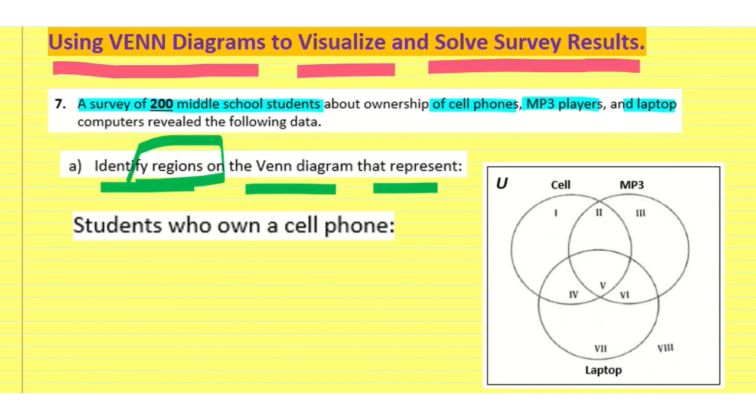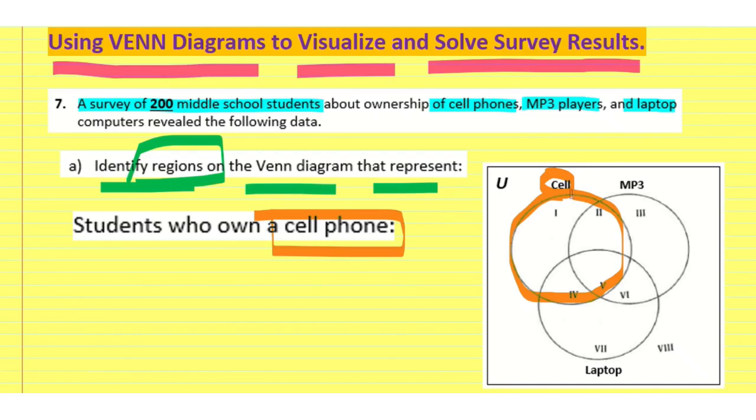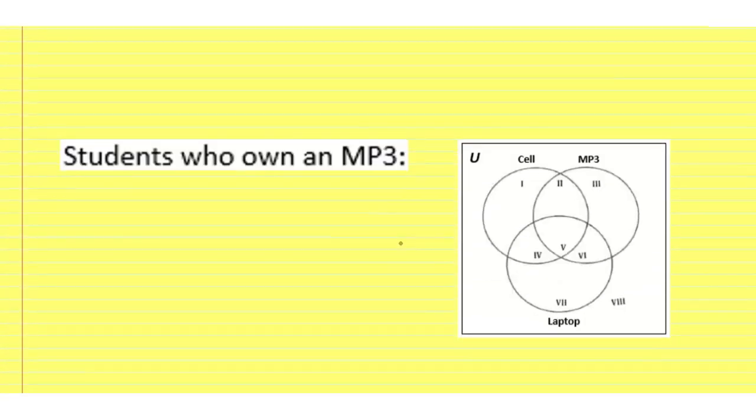So the first thing they want to know is students who own a cell phone. So we're going to go over here and look at the cell phone circle. Well, this entire circle contains all the regions that represent the cell phone ownership. And we are going to put 1, 2, 4, and 5. 1, 2, 4, and 5 are all the regions that are inside the cell phone circle. So these regions represent the students who own a cell phone.